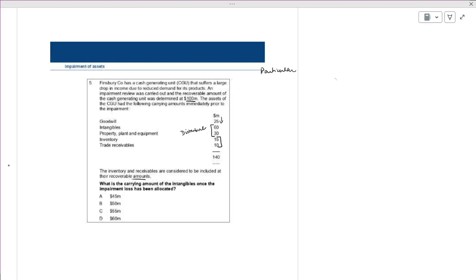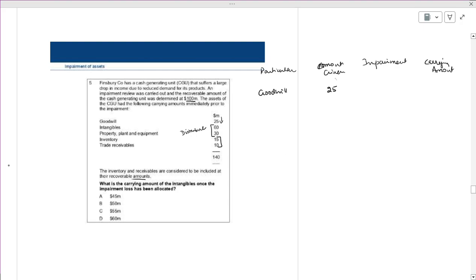Particulars. The carrying amount. The amount given, and impairment. Please write. Okay, carrying amount. First, how much is the goodwill? Goodwill will be 25.